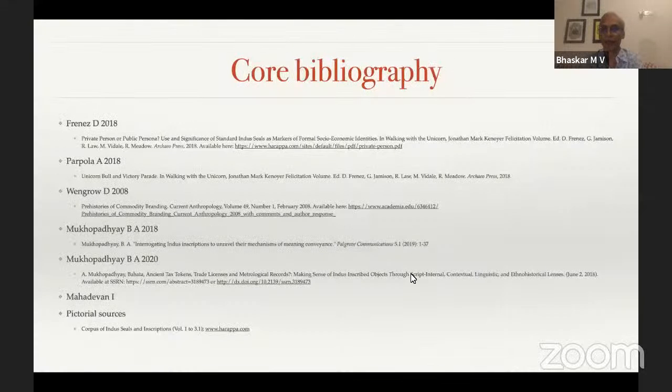entries. The pictorial sources are all from either the corpus of Indus seals and inscriptions, 3 volumes of which were put together by Oscar Parpola with an Indian team and then a Pakistani team, and so on. And I have also generously borrowed material from harappa.com, which is an online resource for anything Indus. So with that core bibliography, let me jump into today's topic.